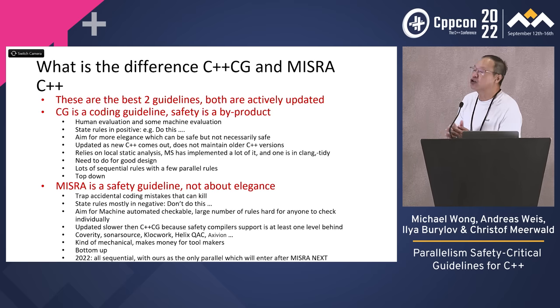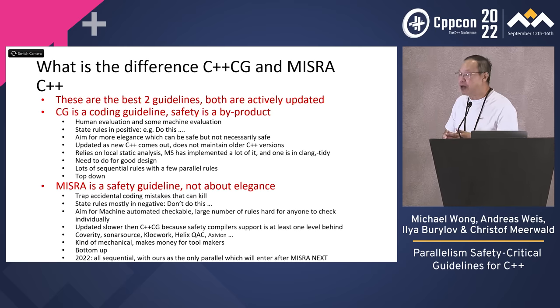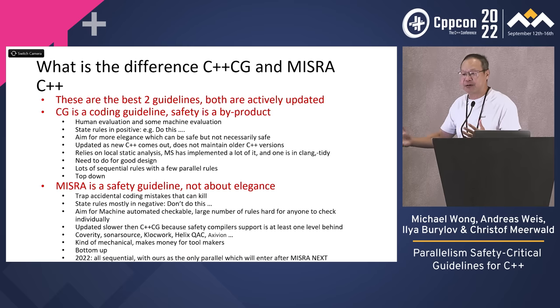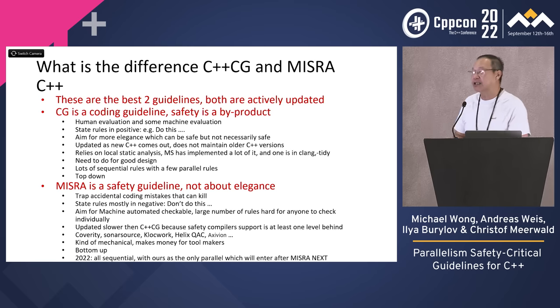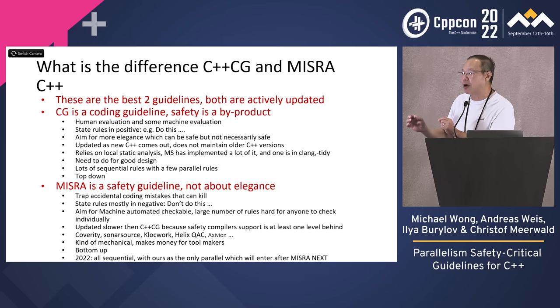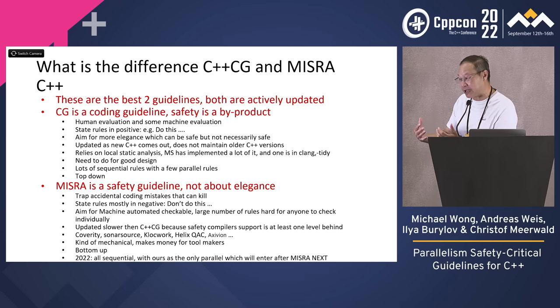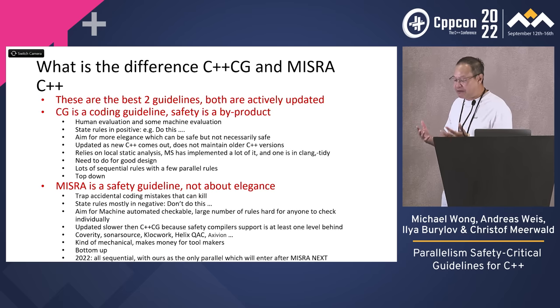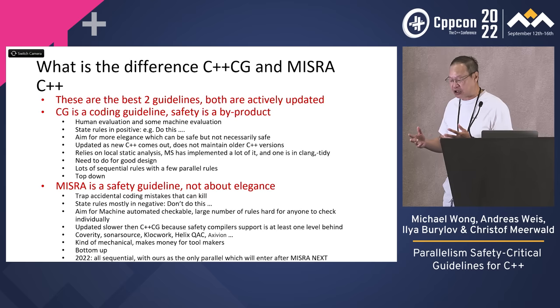They're the two best guidelines, bar none. Both are actively updated. They're not perfect, nobody's perfect, but they're both actively updated, and that's important. The Core Guidelines are a coding guideline. Safety is a byproduct of the elegance that they import. So it's good for human evaluation and some machine evaluation.